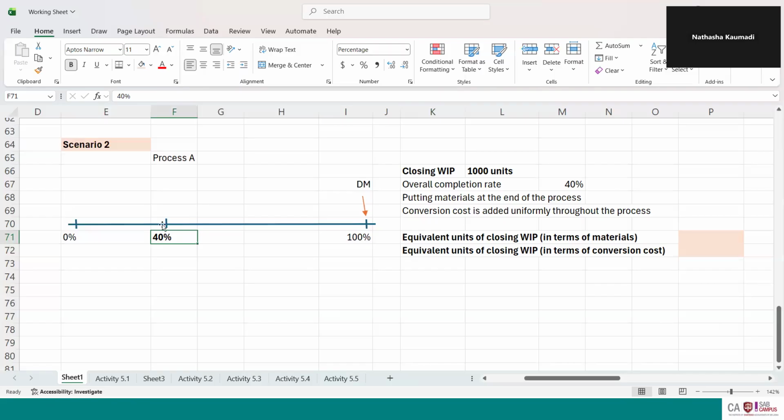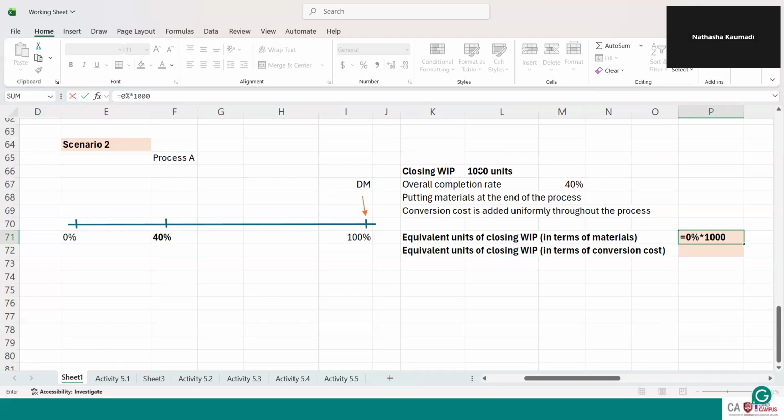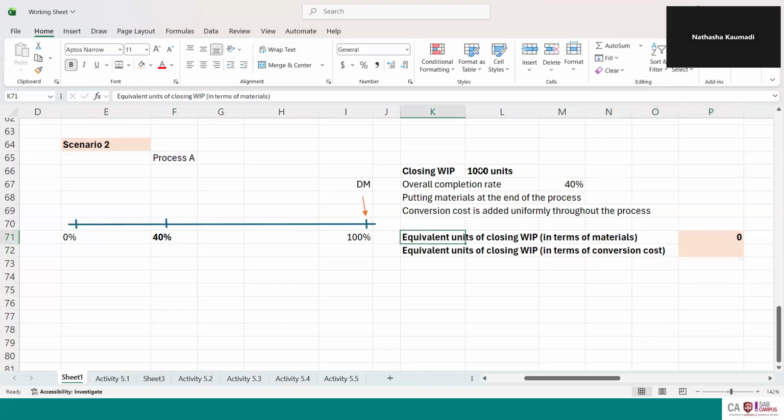So at the 40% point, we don't have materials. So what is the completion rate? 0. Our completion rate is 0% because we haven't received the materials yet. So 0 multiplied by 1,000 physical incomplete units, 0 units. Equivalent units of closing WIP in terms of materials in this scenario, 0 units. What about equivalent units of closing WIP in terms of conversion cost?